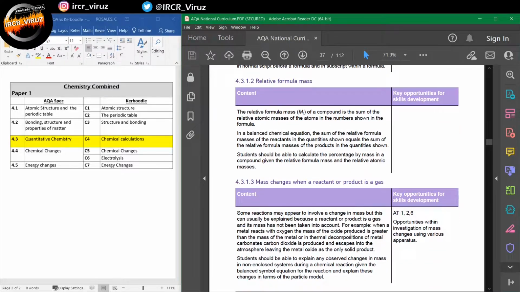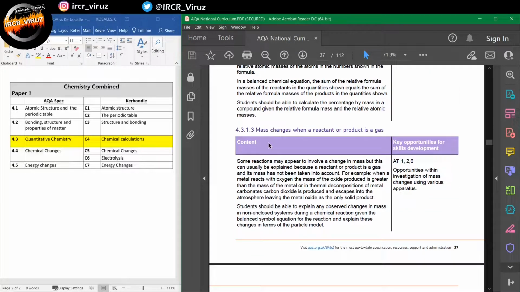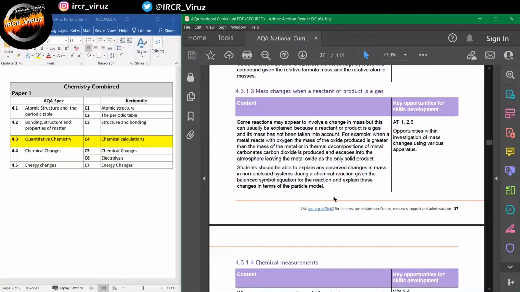Now over here we've got mass change when a reactant or product is a gas, okay? What this basically tells you is that sometimes when you have a chemical reaction, some of the product is given off as a gas, okay? So there is no way that you could actually put it on the scales and weigh it and make sure that it's the same amount.